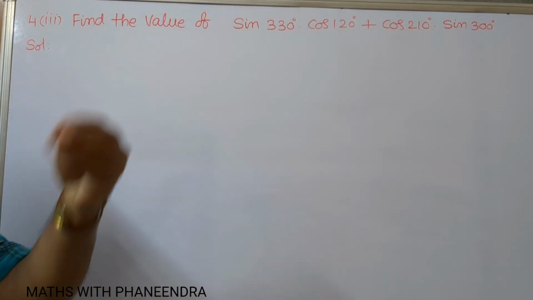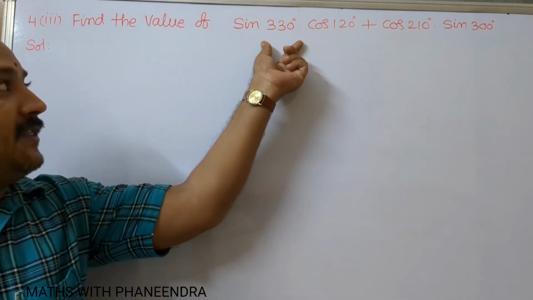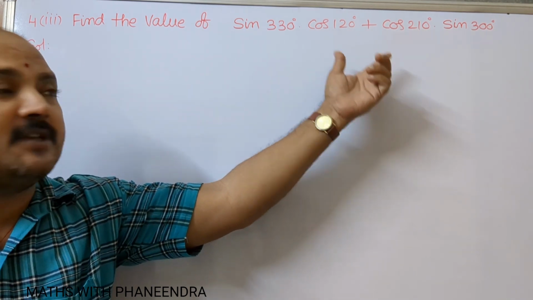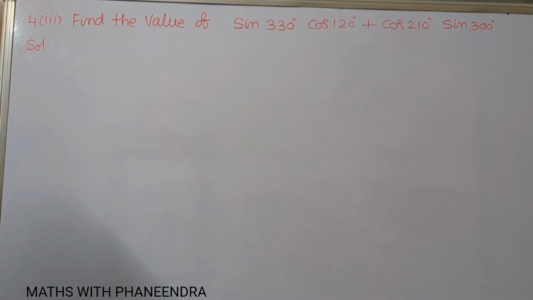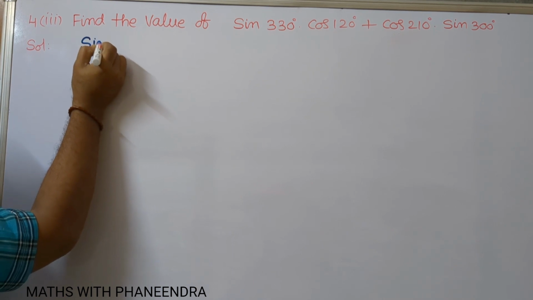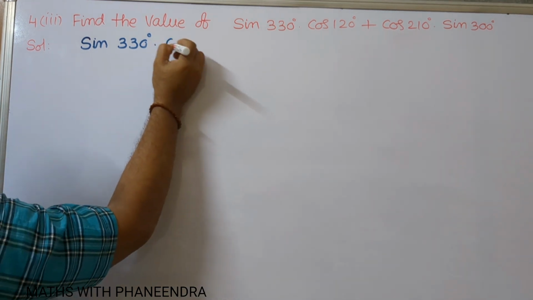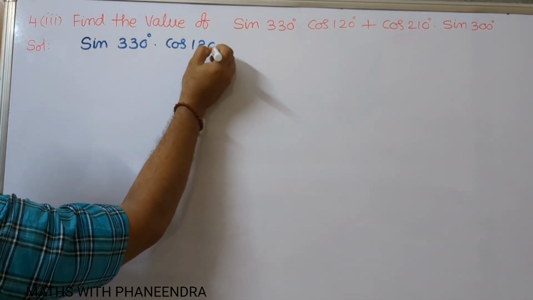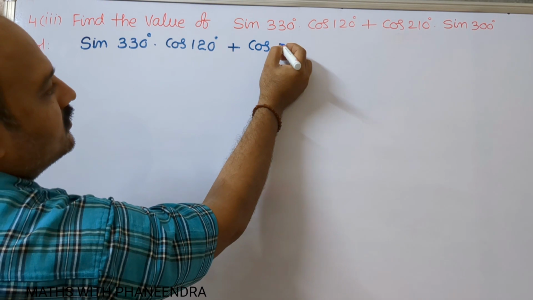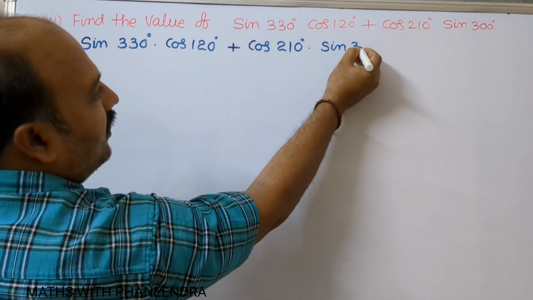These types of questions we may expect as 2 marks questions. Find the value of sin 330 into cos 120 plus cos 210 degrees into sin 300. So first, the given information I am writing: sin 330 into cos 120 plus cos 210 into sin 300.